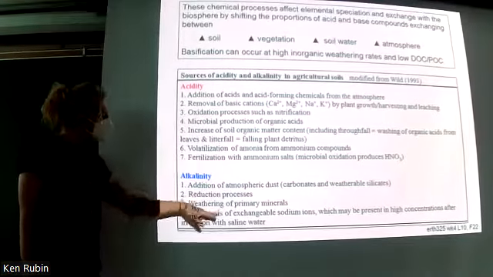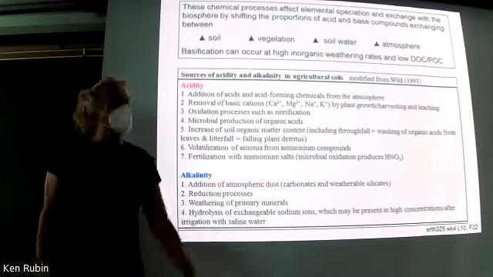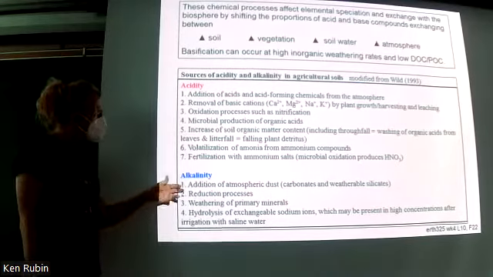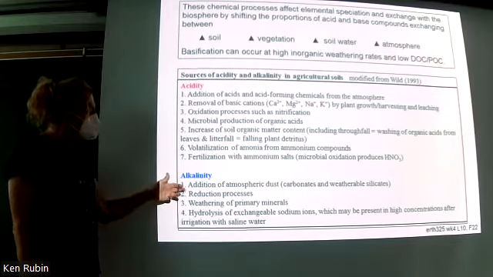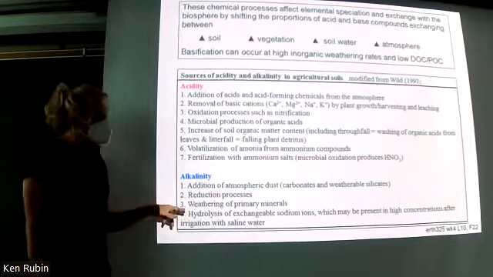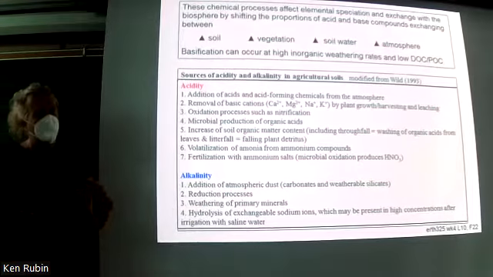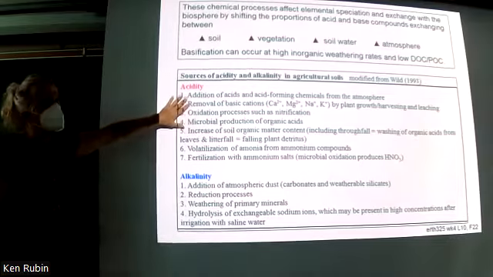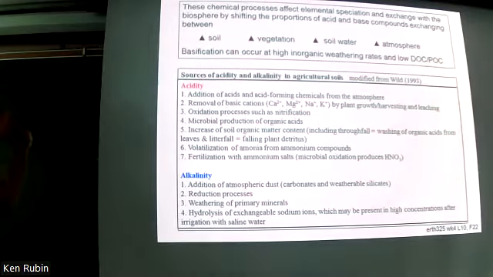Things that can increase alkalinity, which is the opposite of acidity, are the addition of atmospheric particles, like carbonates and weathered silicates. Some reduction processes can raise the pH. Some weathering, obviously, and hydrolysis of some exchangeable ions. These things can increase basicity, but there are more things in this list than in this list, and in most soils, we tend to find them getting more acidic over time.